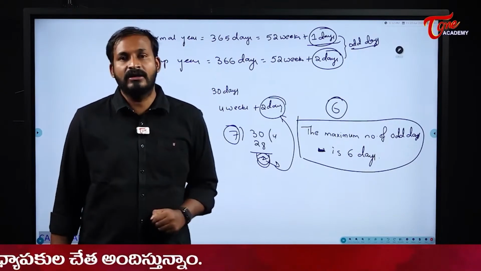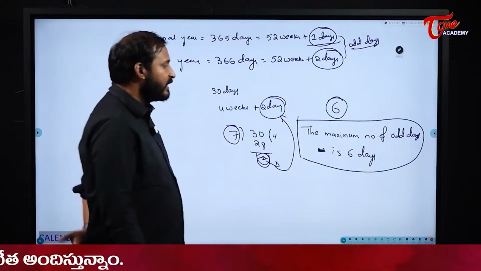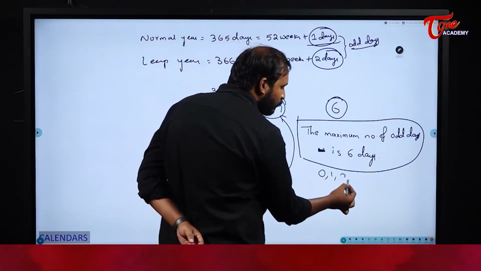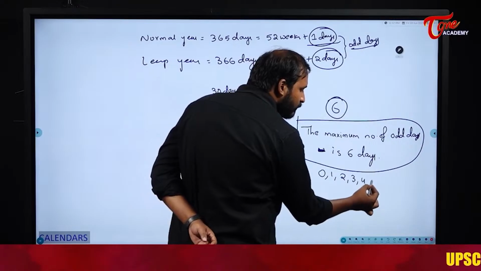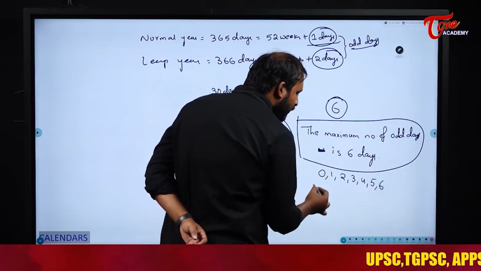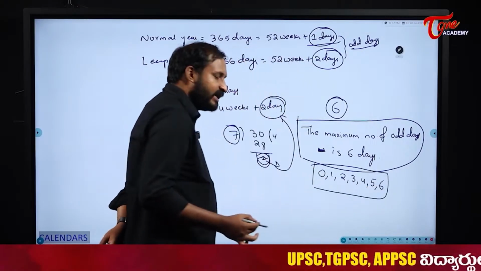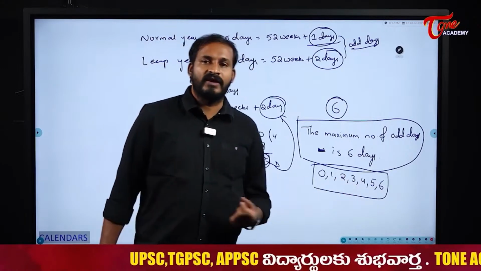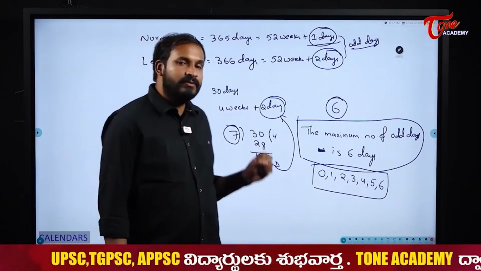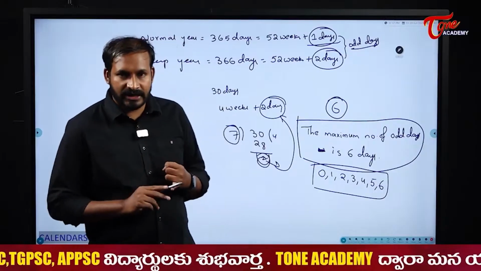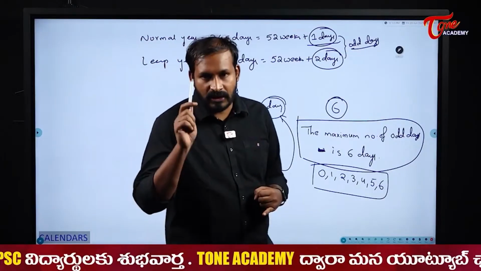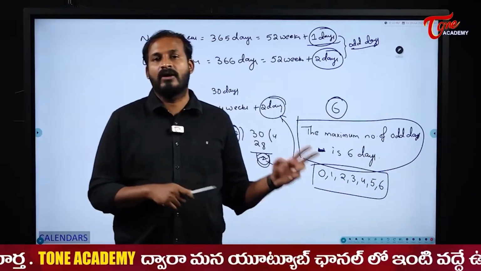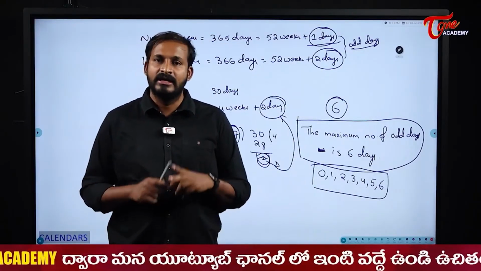Now tell me, what are the possible odd days? If it is exactly divisible, 0 odd days, or else 1, 2, 3, 4, 5 and 6. In any given condition, these are the possible odd days for me. Now you understood the odd days concept. A normal year will have 1 odd day, a leap year will have 2 odd days, and which one we call a leap year and which a normal year, we all know that.